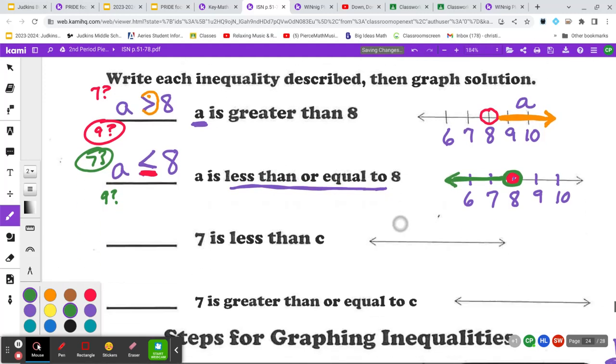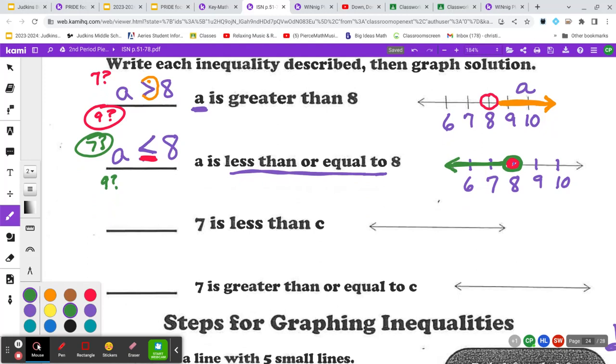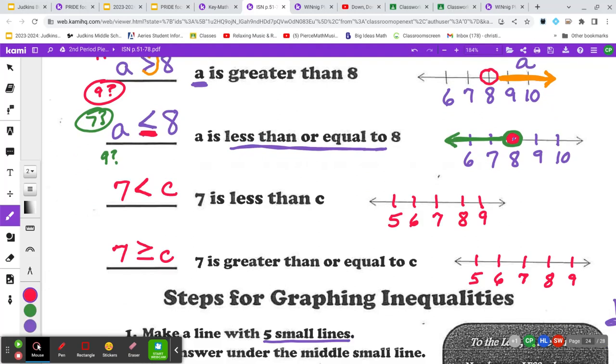Okay, everybody please try these two. 7 is less than C and graph it. 7 is greater than or equal to C and graph it. I'm pausing. Okay, so that's what your number line should look like. The students transferred the expressions from words into the way that they should look with numbers and the symbols.